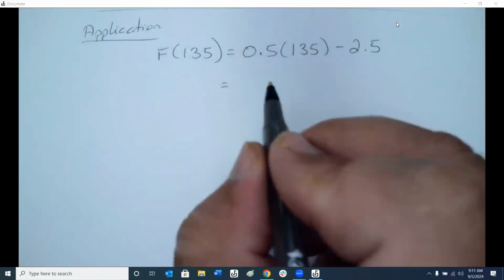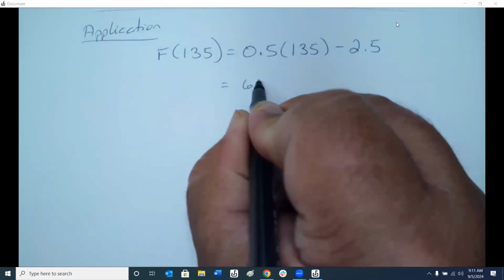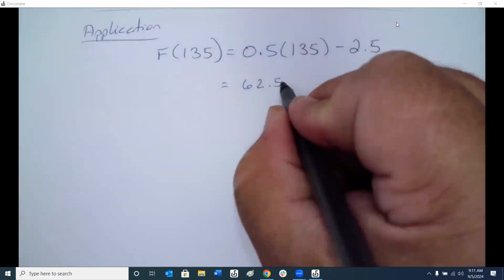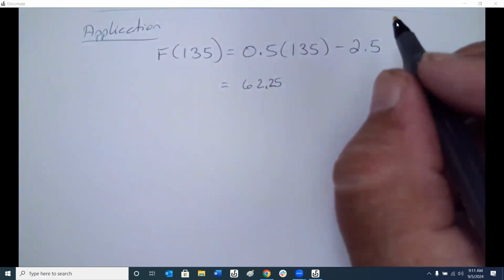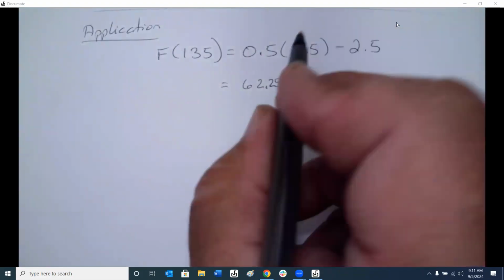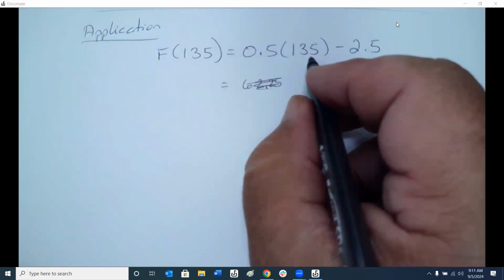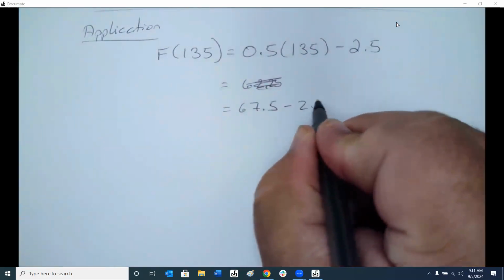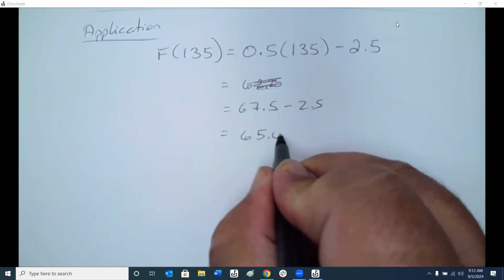So half of 135. Half of 130 is 65. 67.5 minus 2.5, which is 65 even.